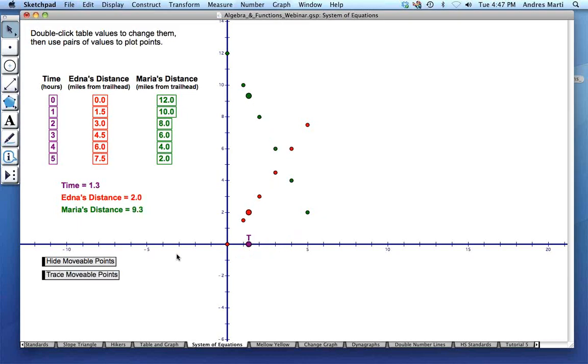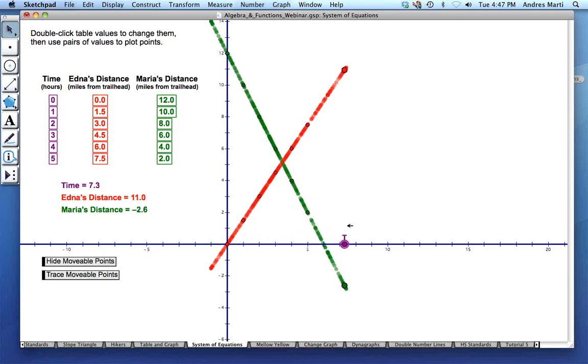Or you can trace both movable points. And so it's just like what we looked at in tutorial 5, except it's two of them. And it gets to this idea of a solution of a system of equations, in that there is this one place, one point in time, where the two of them are at exactly the same location. They are both 5.1 miles away from the trailhead, albeit one's walking away from it and one's walking towards it, at 3.4 hours.